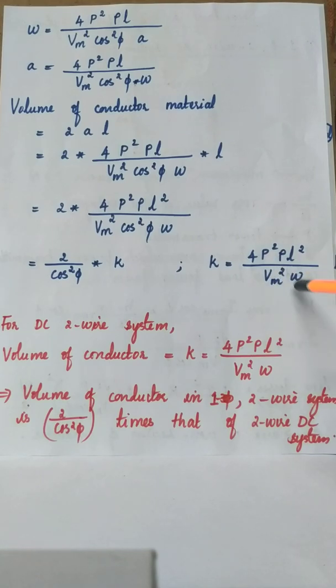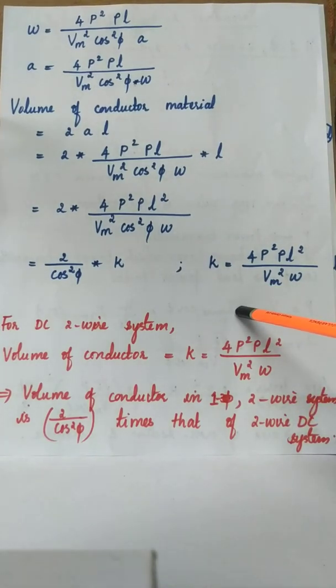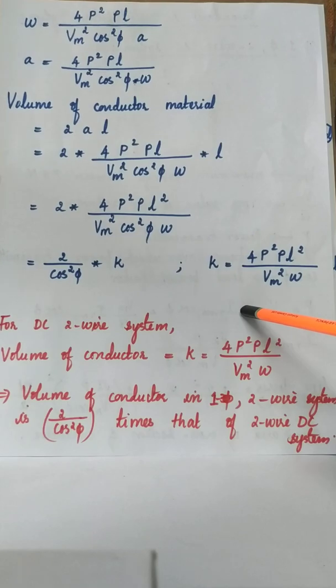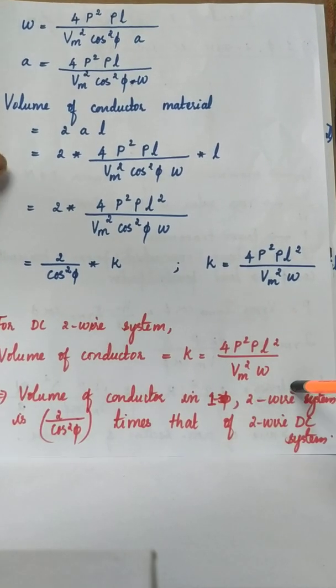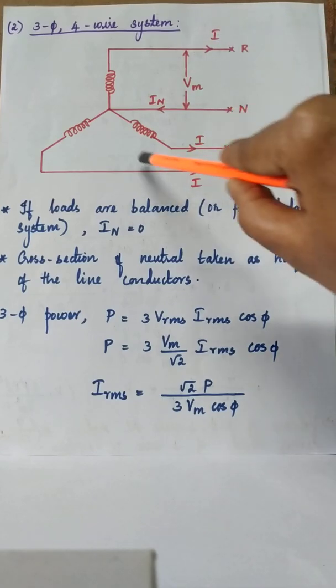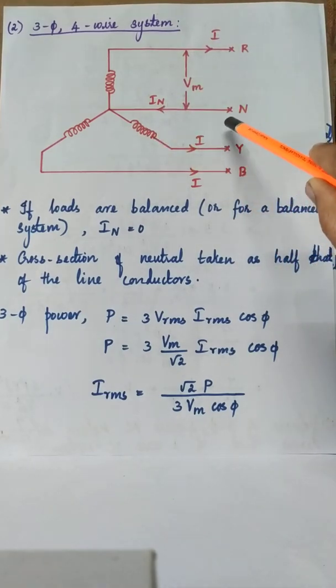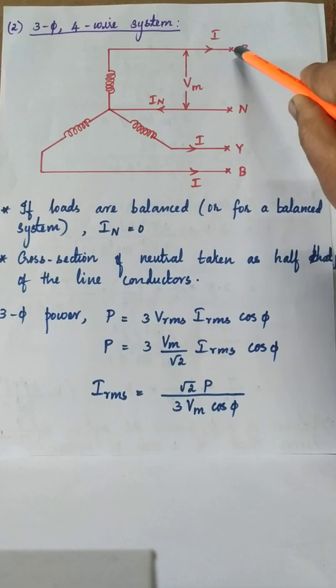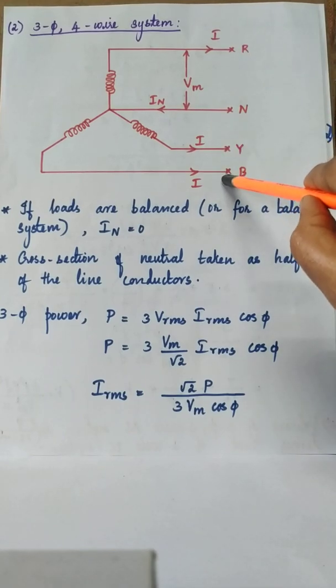In the same way, we are going to compare the volume of conductor in a three-phase four-wire system with respect to a two-wire DC system. So the next derivation is finding out the volume of conductor in a three-phase four-wire system. Coming to the three-phase four-wire system, this is the circuit diagram for that. We have three phases R, Y and B.